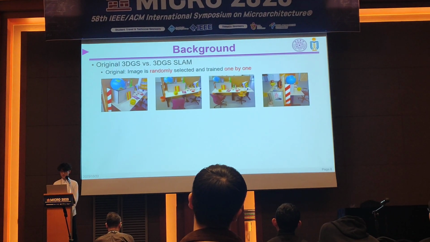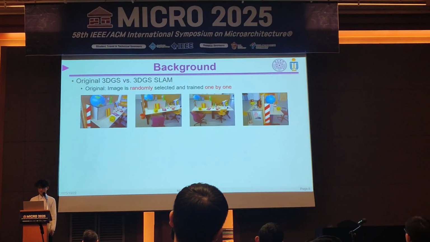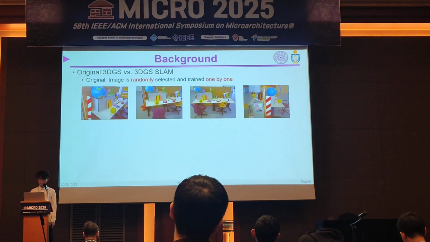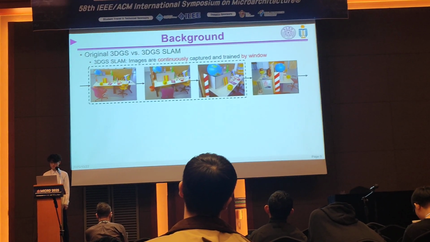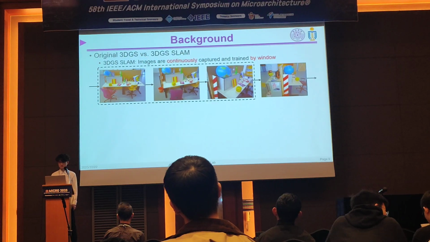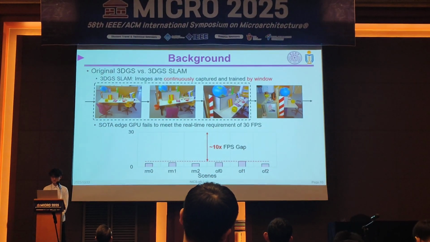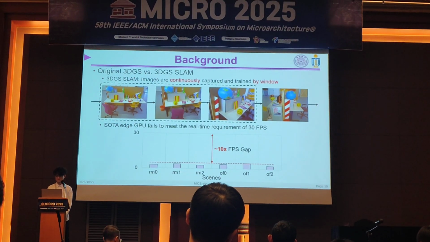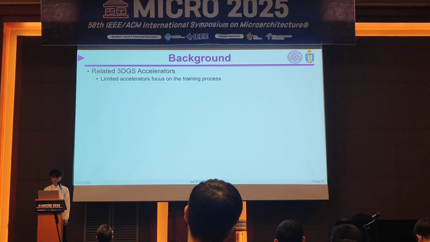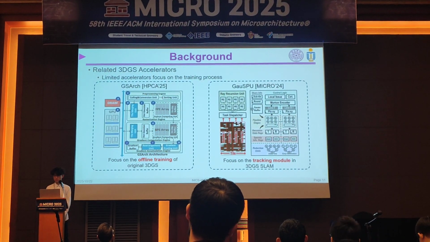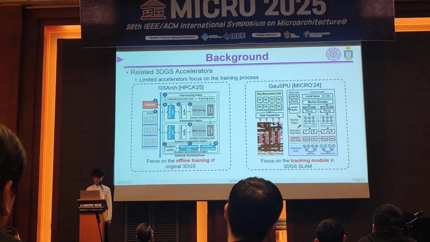However, the training paradigm in 3DGS SLAM is fundamentally different from the original 3DGS. Compared to training on randomly selected images in the original 3DGS, SLAM systems must process a continuous stream of images captured in sequence and optimize the scene with a sliding window. So this is where a performance bottleneck occurs. As our analysis shows, the GPU fails to meet the 30 FPS real-time target, with an approximately 10 times FPS gap. While there are already some works on 3DGS training acceleration, they do not address the specific challenge of this performance gap.